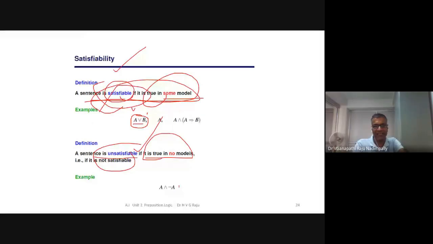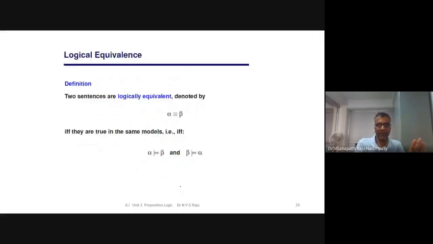It can be represented as A and negation A. This is unsatisfiable. Now observe carefully: logical equivalence. If two sentences are logically equivalent, they can be denoted as alpha equivalent to beta. Earlier we used to call it congruent in your mathematics.